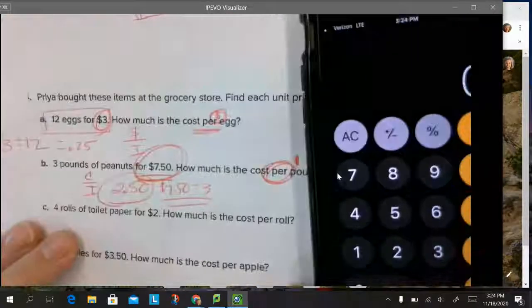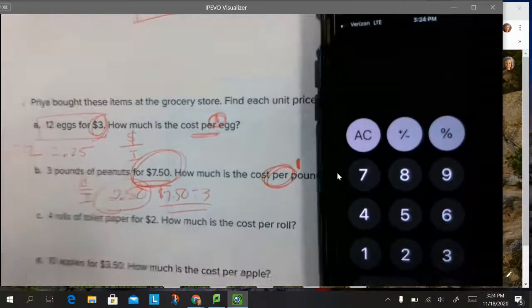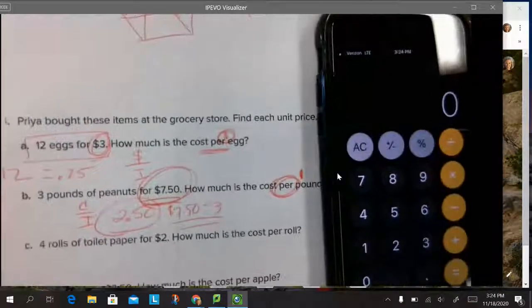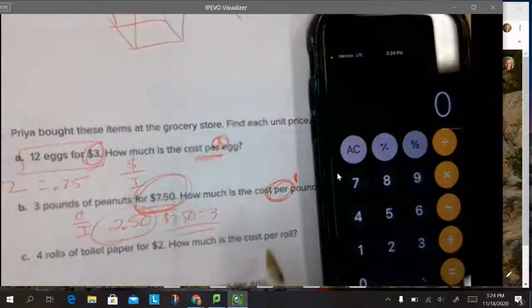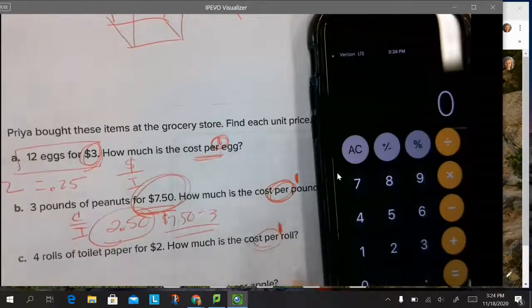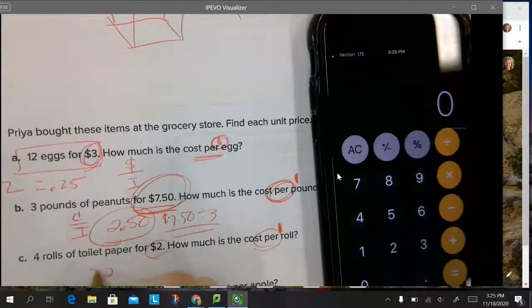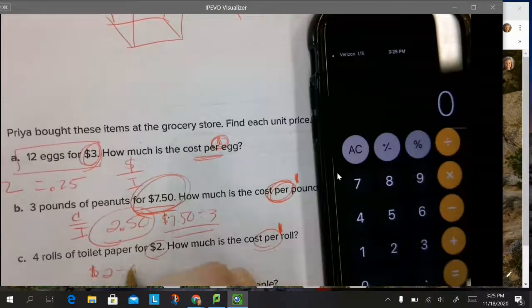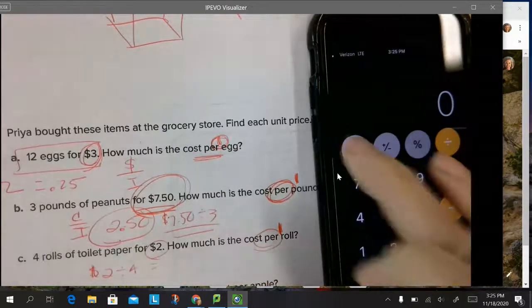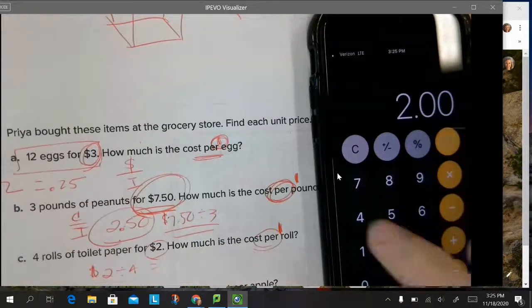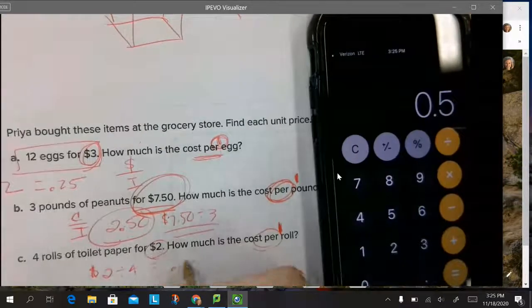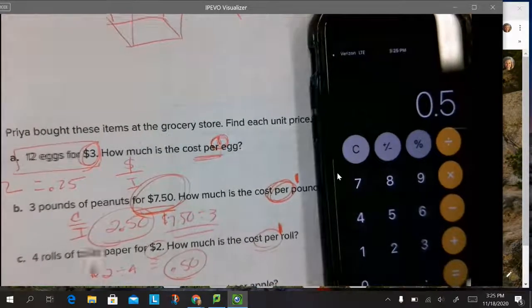Next one. 4 rolls of toilet paper for $2. How much is the cost per 1 roll? Okay. So you want to start with your cost. So you start with $2 divided by 4. So $2, 2.00 divided by 4. So each one is 50 cents.